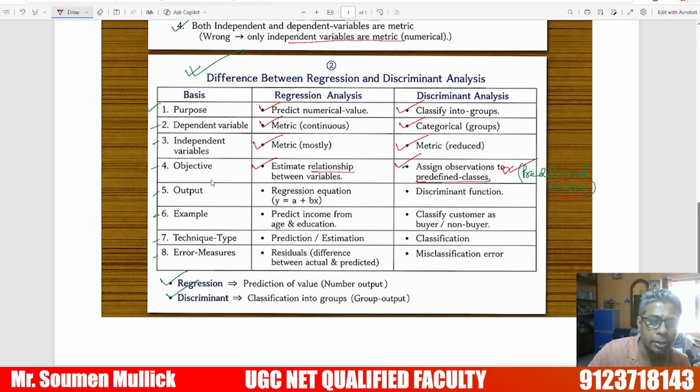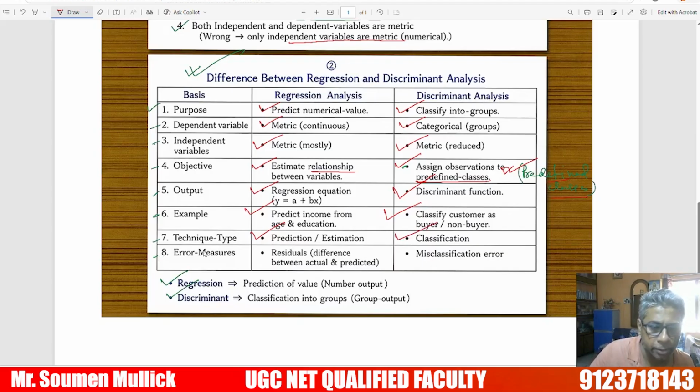The output of regression analysis is the regression equation, y equals a plus bx. And the output of discriminant analysis is the discriminant function. As an example of regression analysis, predict income from age and education. In the case of discriminant analysis, for example, classify the outcome as buyer and non-buyer. The technique of regression analysis is prediction and estimation. The technique of discriminant analysis is classification.